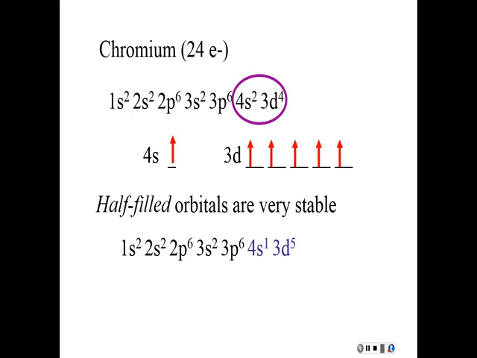So, that's the better configuration then for chromium. So, you want to note, that's one of the exceptions. So, we're not going to have any of the elements ending with d4. It won't end with s2d4, it'll be s1d5.